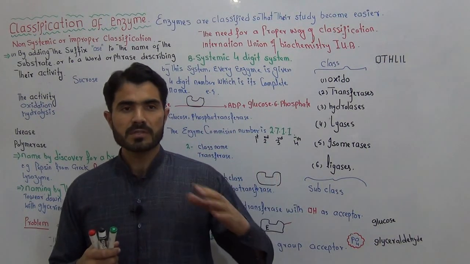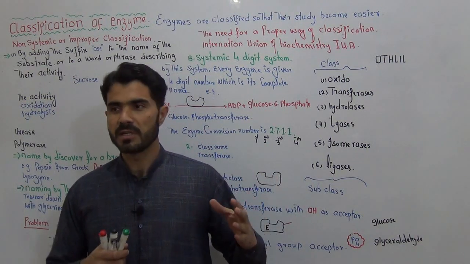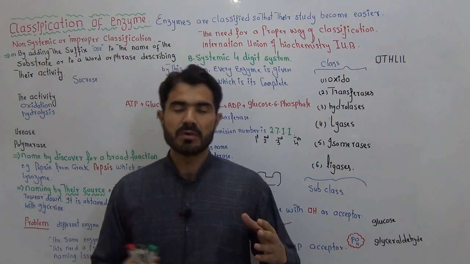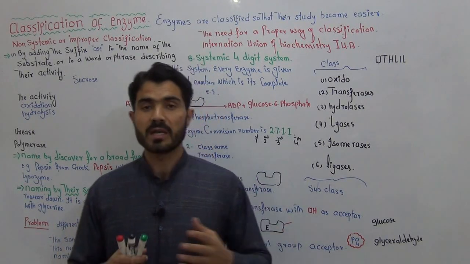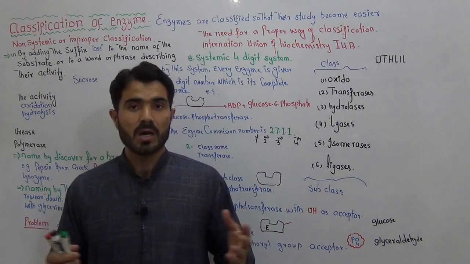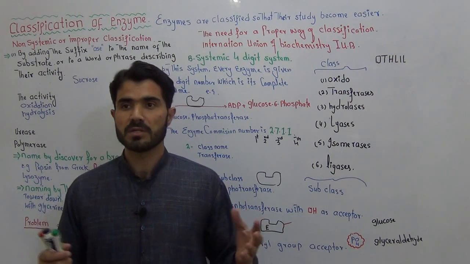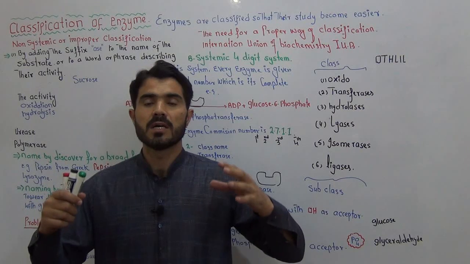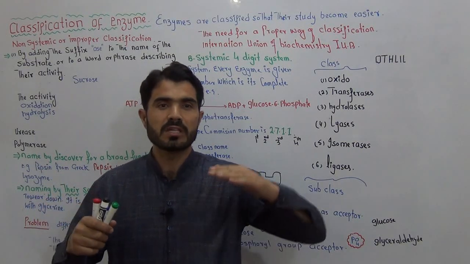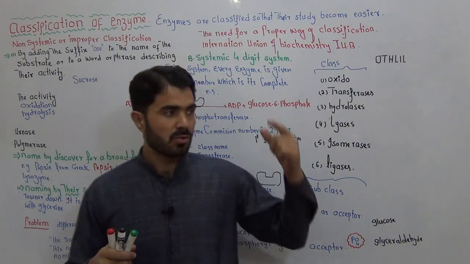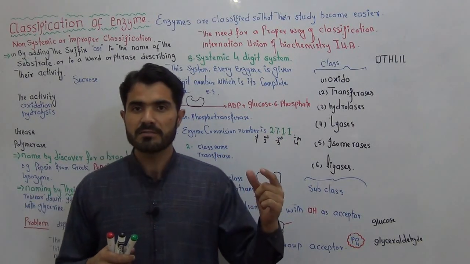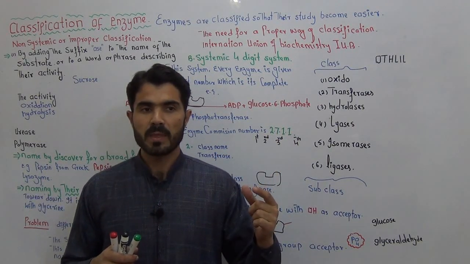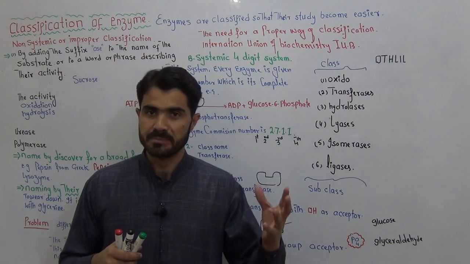You know, in different subjects we classify objects. In biology we classify animals, we classify different compounds. We always perform classification in chemistry, in physics, and in other subjects just for convenience, so that students get the idea very clearly. So enzymes must be classified and their classification should be easy.